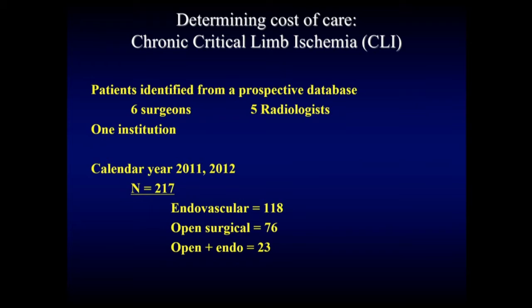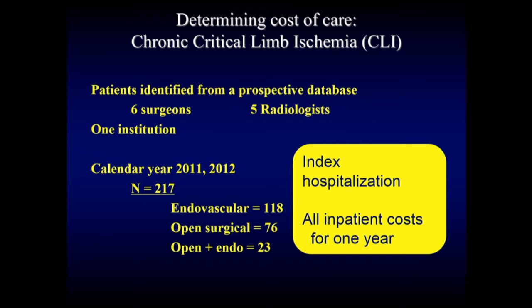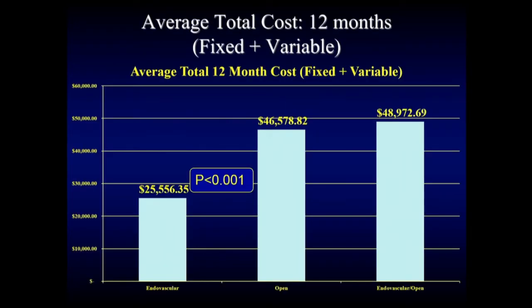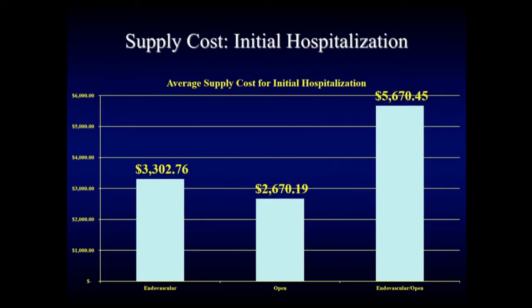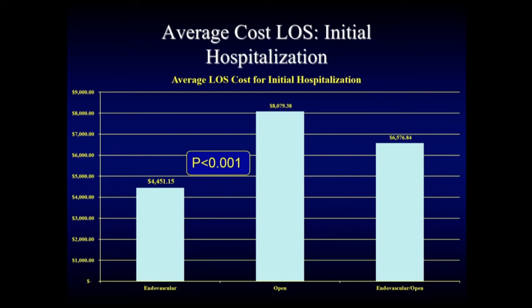So we looked at some cost regarding CLI in our institution. 217 patients treated over 2 years with these procedures. And we looked at their index hospitalization and all inpatient costs for a year. We found that endo was actually the cheapest out to a year, that supply cost, not surprisingly, was highest for endo, comparing endo and open, but that the hybrid procedures were kind of additive of both. That length of stay drove the cost of the open procedures, which is the middle bar.